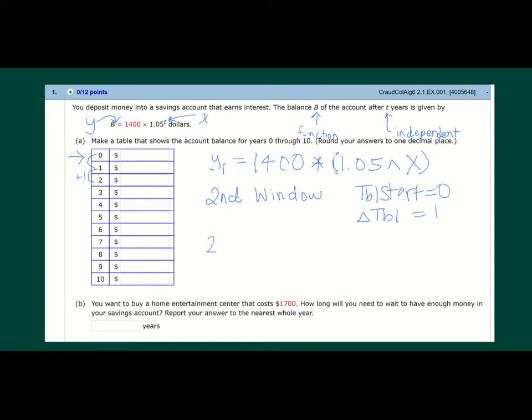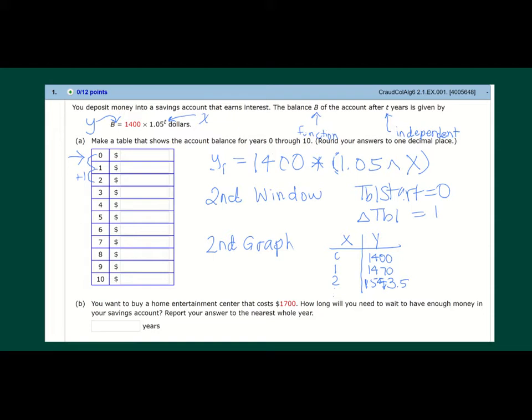Now you're going to press second graph. You'll be able at this point to view the table that you've just generated. You have a list of x values, you have a list of y values, and if you're following along with my numbers, you would see x equals 0, then 1, then 2, and it would keep going. My y values start at 1400 when x is 0. When x is 1, I have 1470. When x is 2, I have 1543.5.